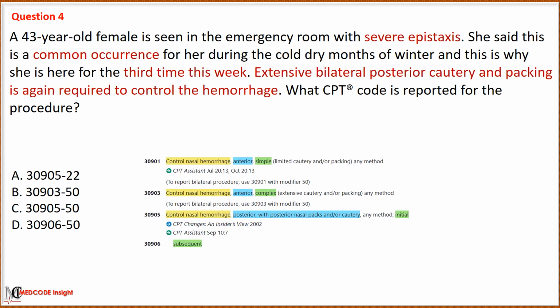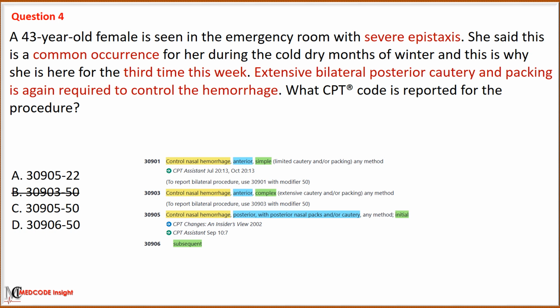Epistaxis is the term for nasal hemorrhage. In the CPT index, when we look up packing nasal hemorrhage, we are directed to the code range 30,901 to 30,906. First, we will eliminate options based on whether the procedure is posterior or anterior. Since the given scenario involves a posterior hemorrhage, we will eliminate option B, which uses code 30,903 for anterior nasal hemorrhage. All remaining options A, C, and D have codes used for posterior nasal hemorrhage.